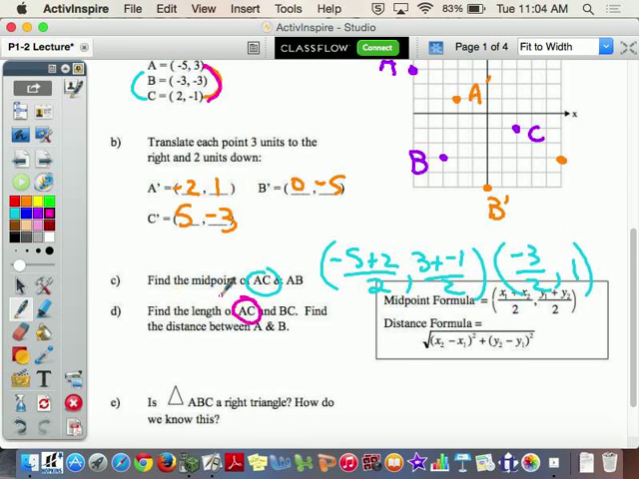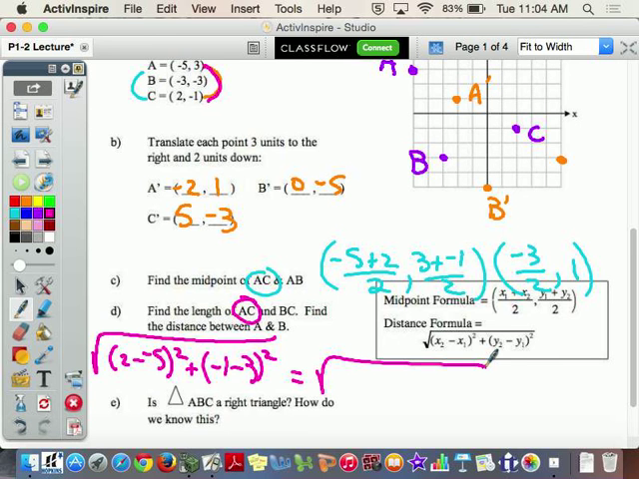So if I'm going to find the length of AC, which is the same as the distance between those two points, what I would do is take the square root of, and I would call C my second point. So I would have parentheses 2 minus, this is for the x values, negative 5 squared plus, for the y values I'd have negative 1 minus 3 squared. And when I simplify, 2 minus negative 5 is the same as 7, so I would have 7 squared. And then negative 1 minus 3 is negative 4, and I'd be squaring that.